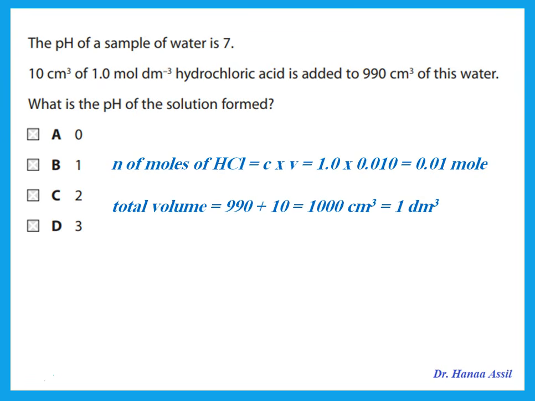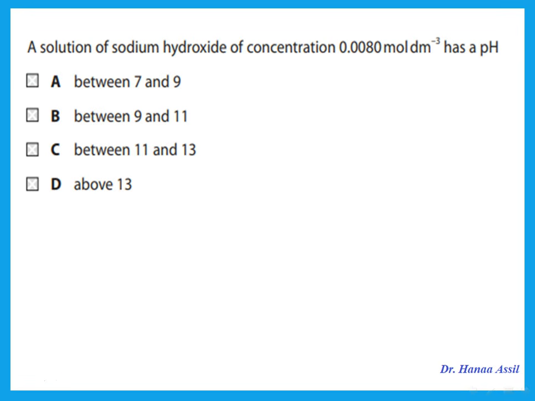Now, the total volume is 990 plus the 10 centimeter cubed of hydrochloric acid. So my total volume is 1 decimeter cubed, and that means the concentration of H plus ions, you know that concentration would be number of moles over volume. So this is my concentration of H plus ions. To get pH, it is minus log of that. So the pH of my solution is 2.